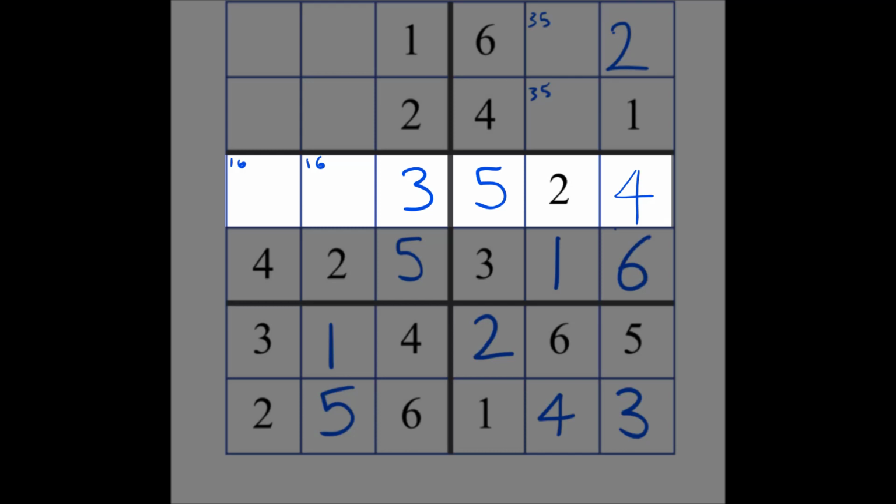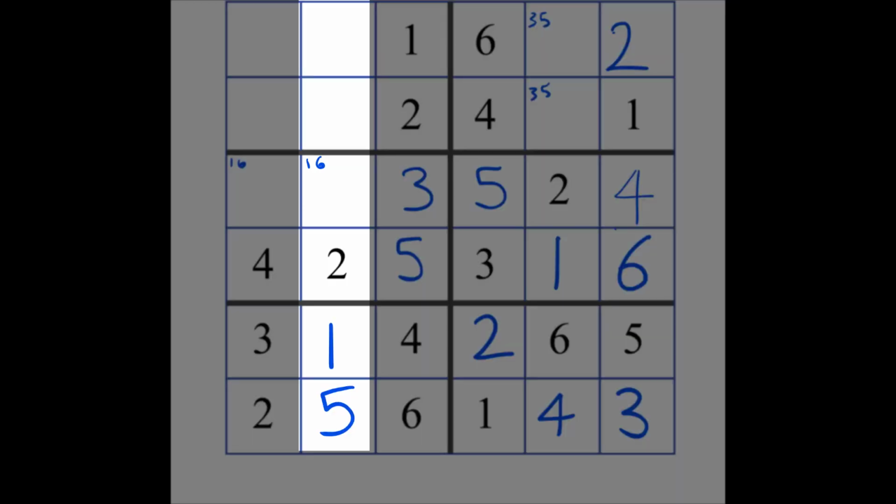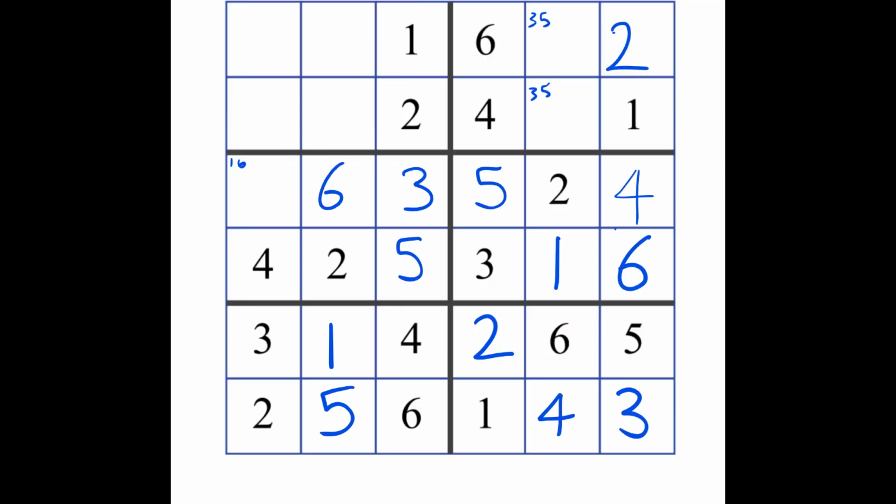Let's go to this one. If I look down, there's a 1 there. That means this can't be a 1. This must be a 6, which means this can't be a 6. This must be a 1. Okay, we're getting closer now to finishing the grid.